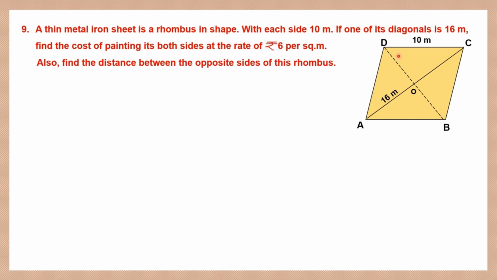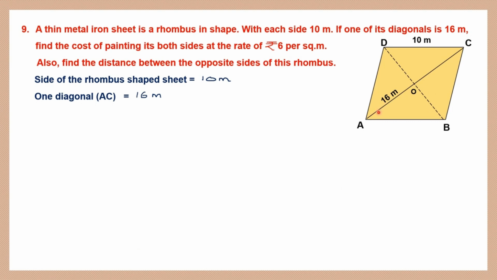So if we have to paint the sheet, we have to find the area of the sheet first, isn't it? So to find the area of the sheet, the formula is half into product of its diagonals. And we've been given only one diagonal. That means the first thing we need to do is find the measurement of the other diagonal. And then we can find the area of this rhombus. So let's begin by writing what we have. Side of the rhombus shaped sheet is 10 meters. Then one diagonal AC, let's take one diagonal AC to be 16 meters.